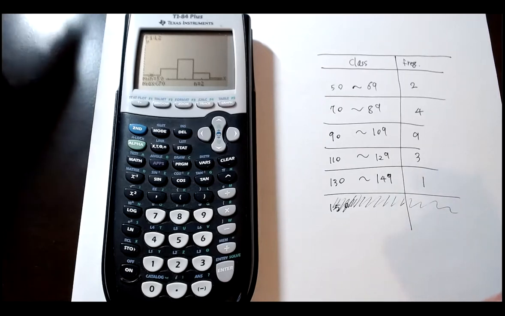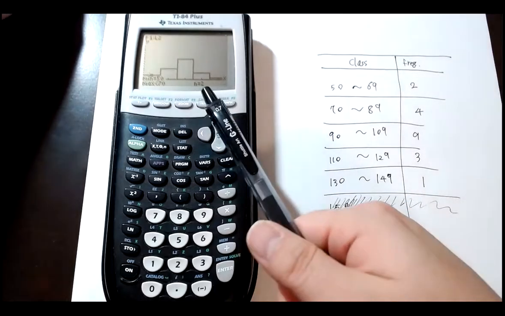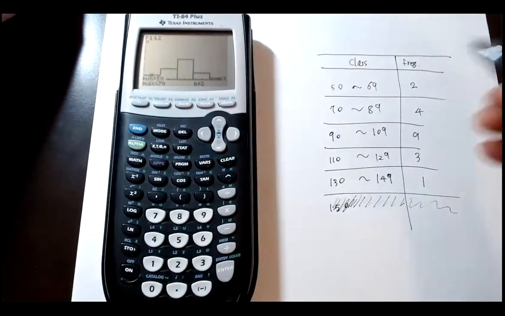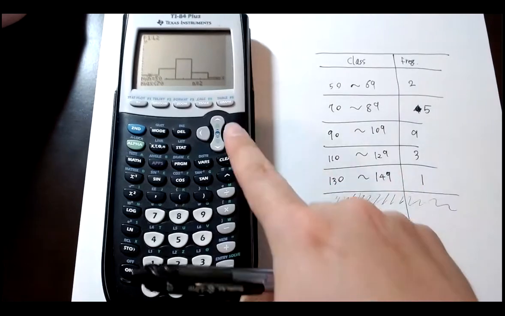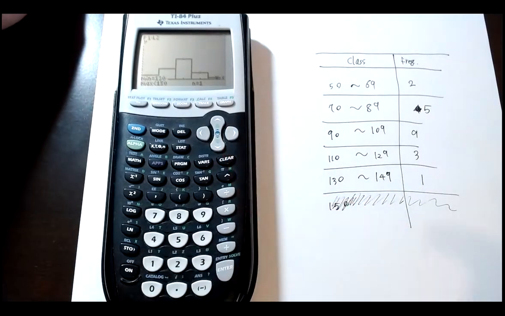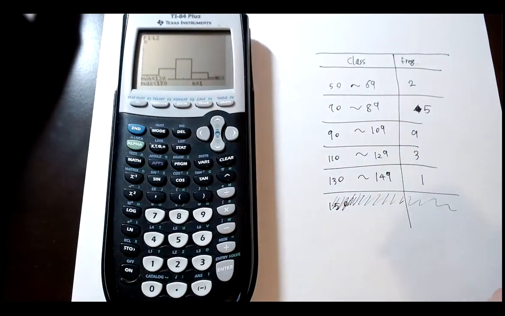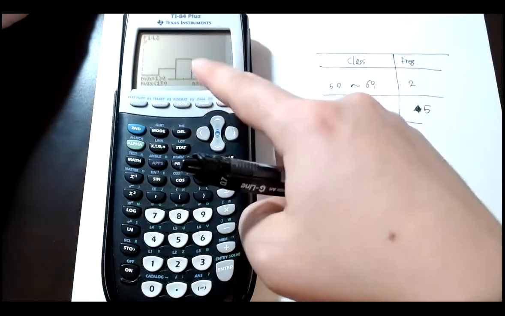Okay, I missed one data value in L2, so I plotted the histogram again. So it's not 4, it should be 5. So 2 and 5 and 9 and 3 and 1. Okay, I'm sorry about that. All right, so now we got the frequency table, and I got the frequency histogram.